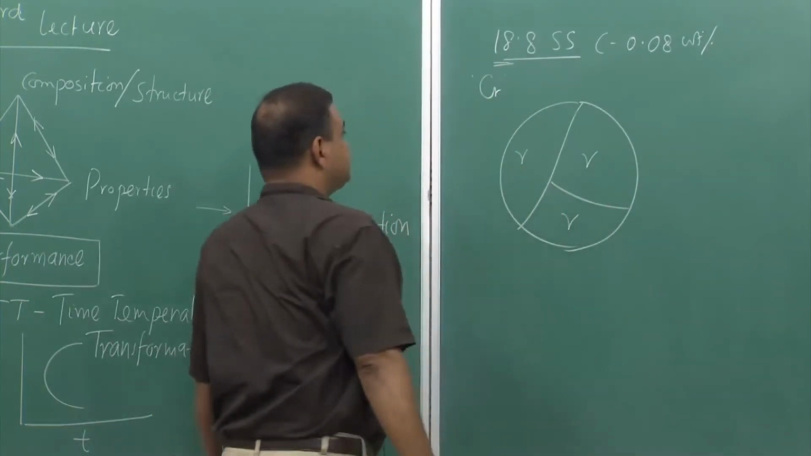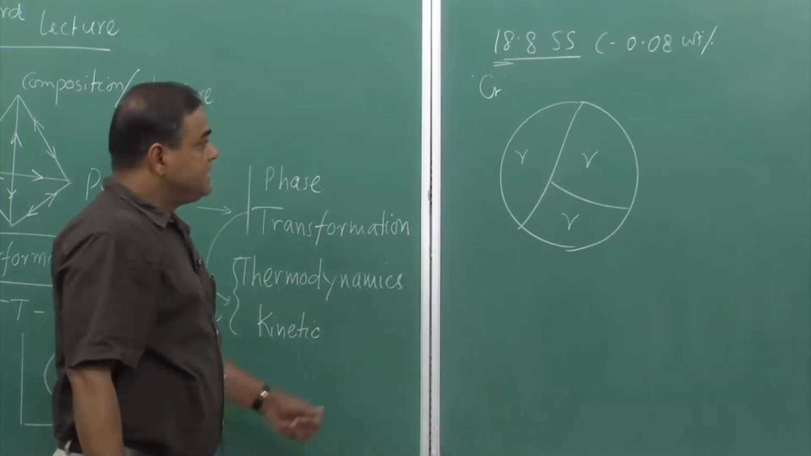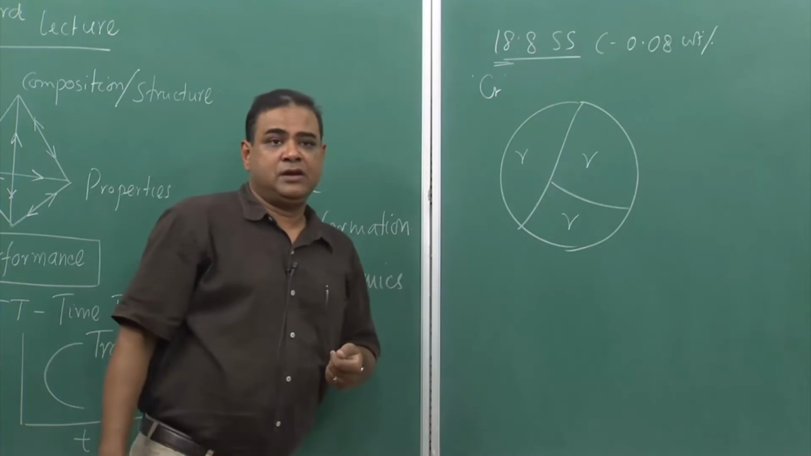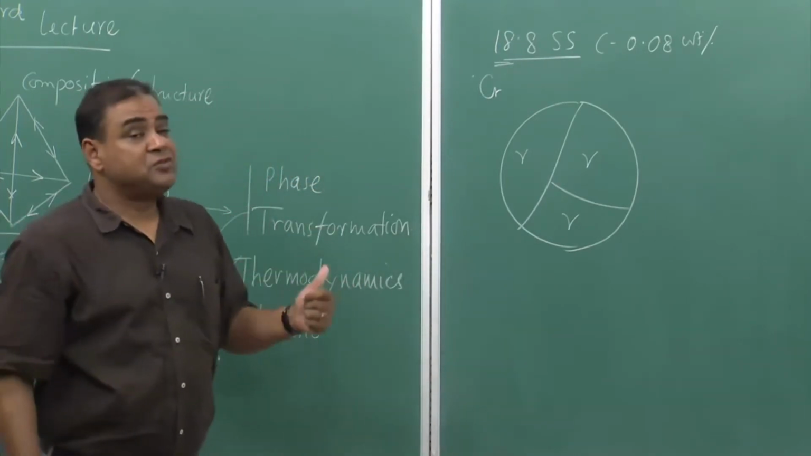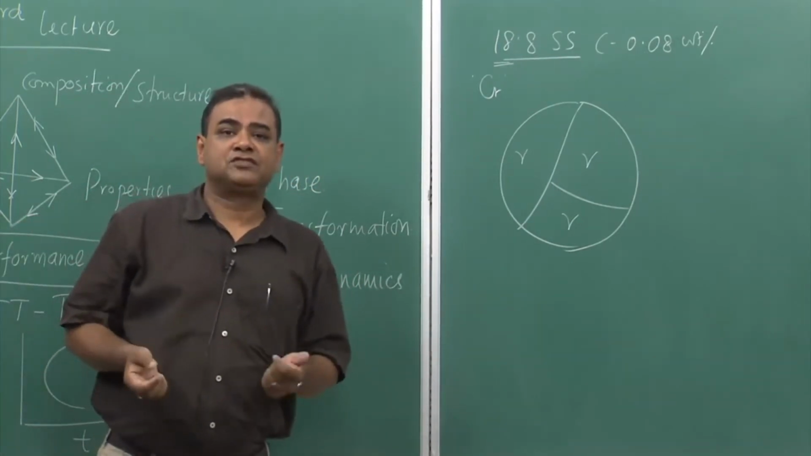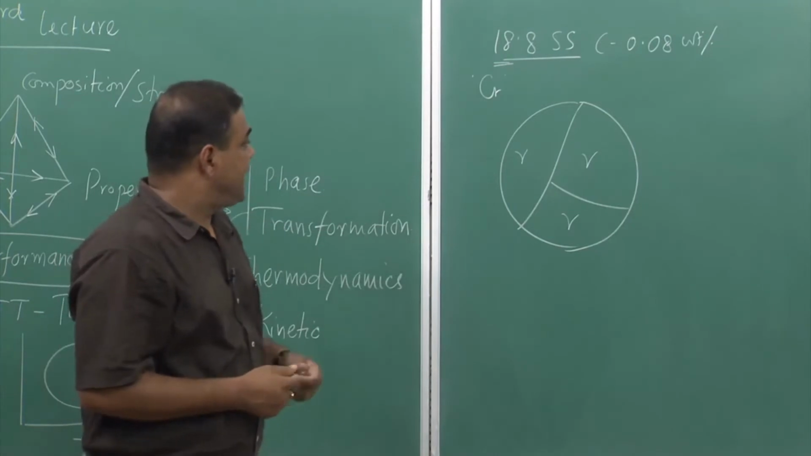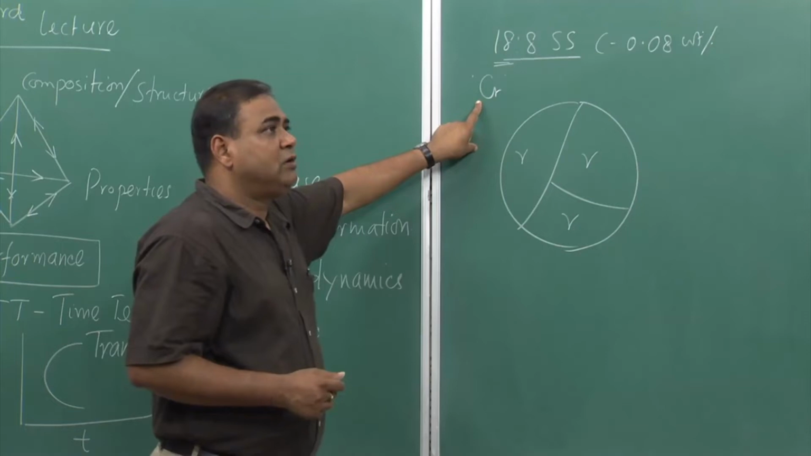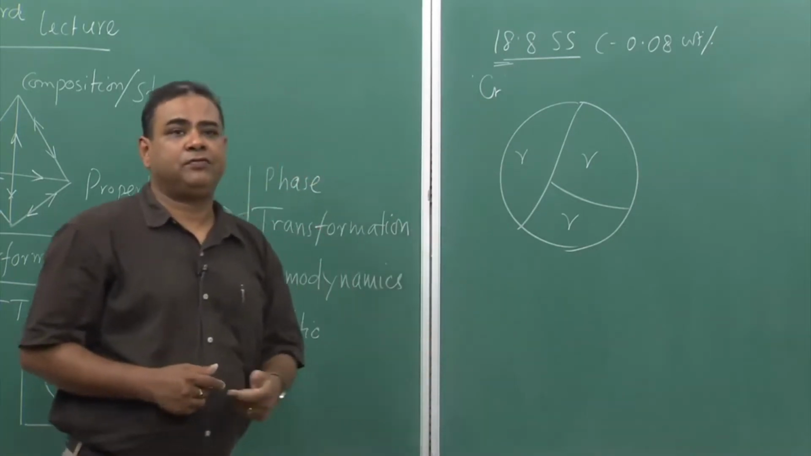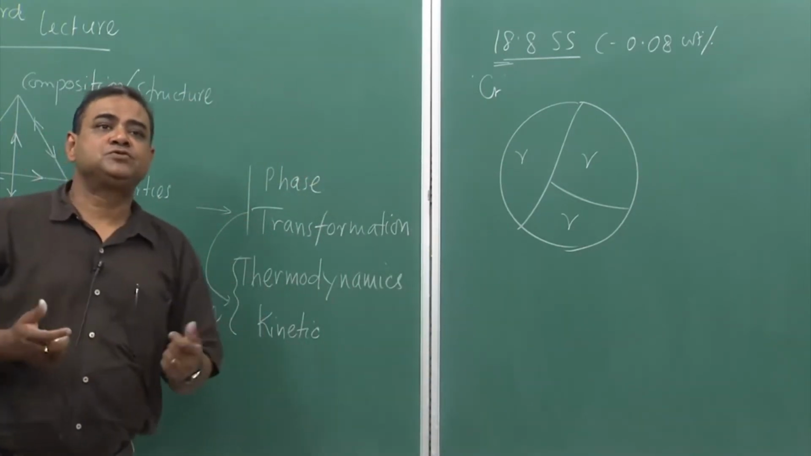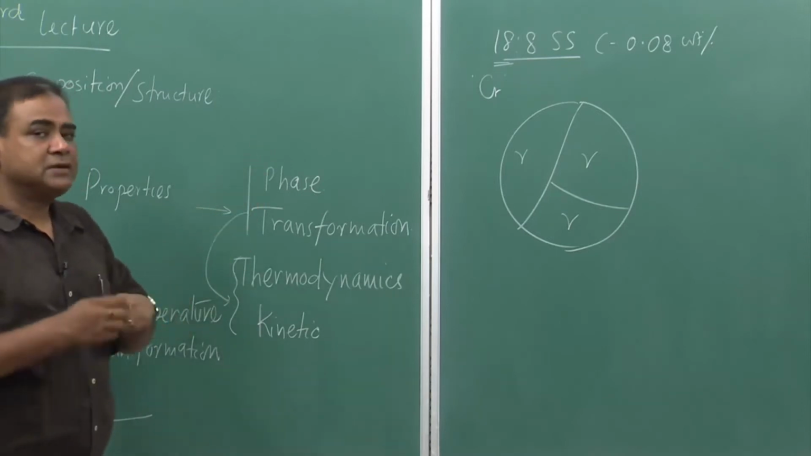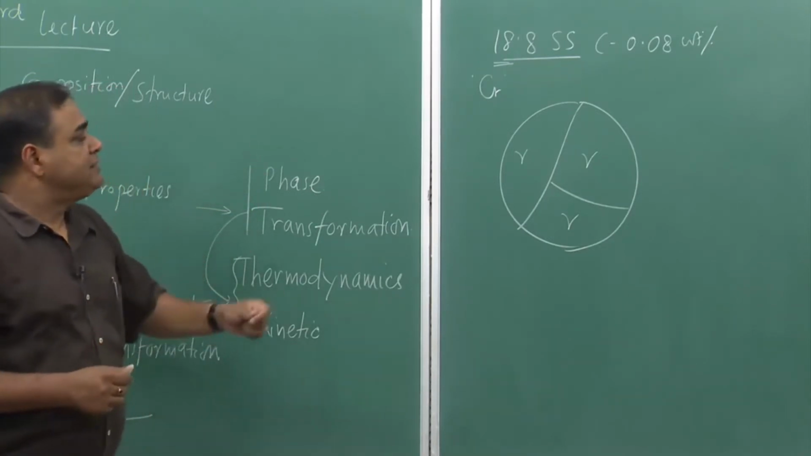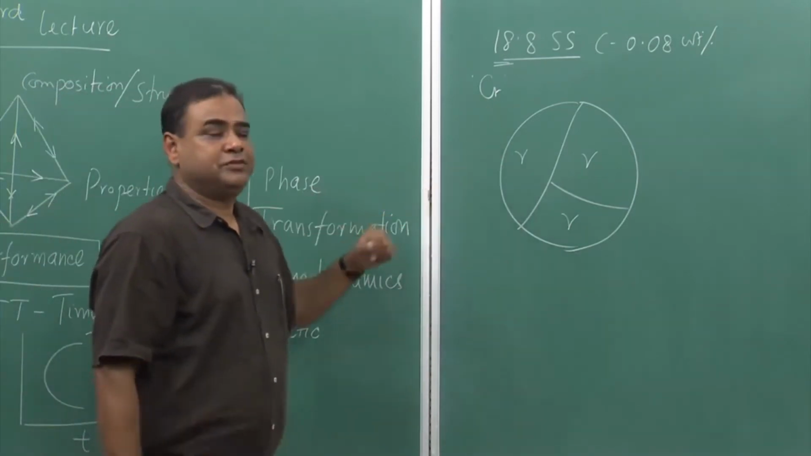which is 18 weight% chromium, and if we have 18 weight% chromium in the material, and that 18% chromium is in solution, we call it solid solution, and that solid solution also falls in the category of substitutional solid solution. The chromium atom substitutes the base iron atom and forms a solid solution.